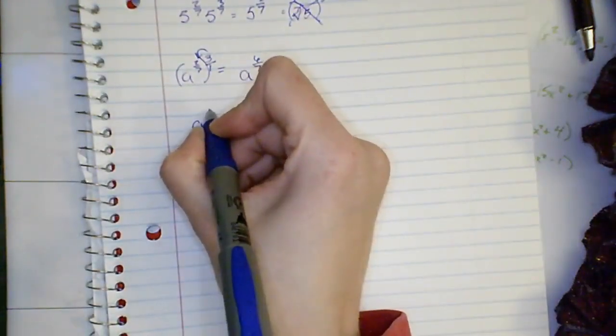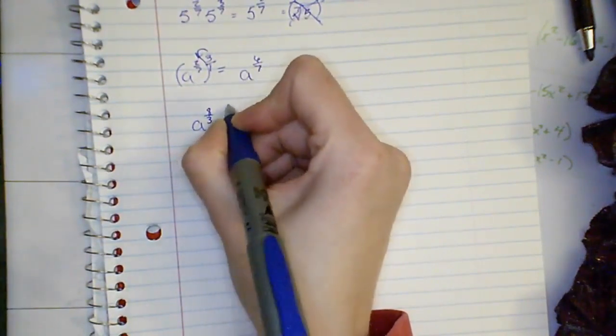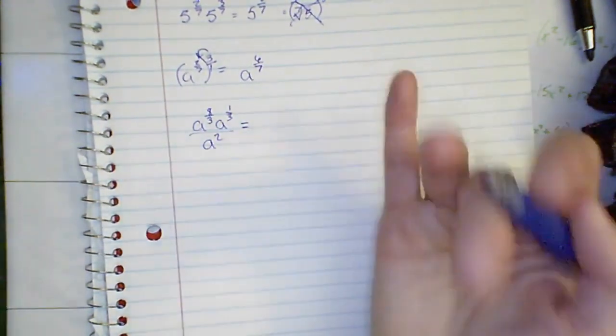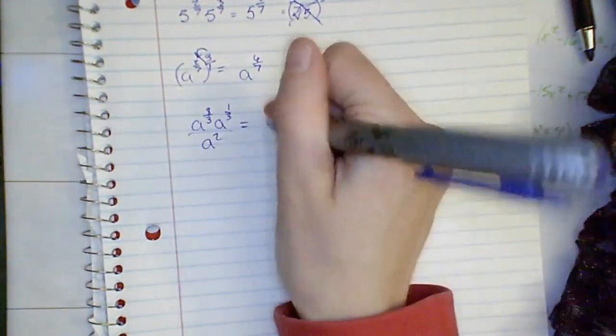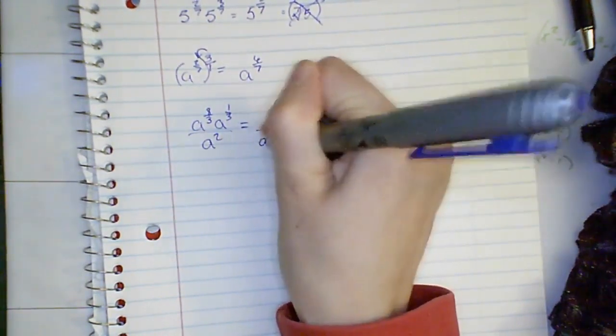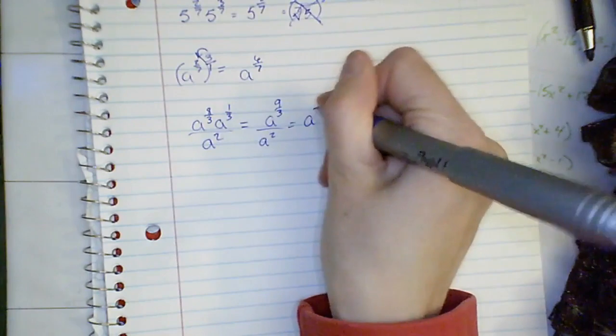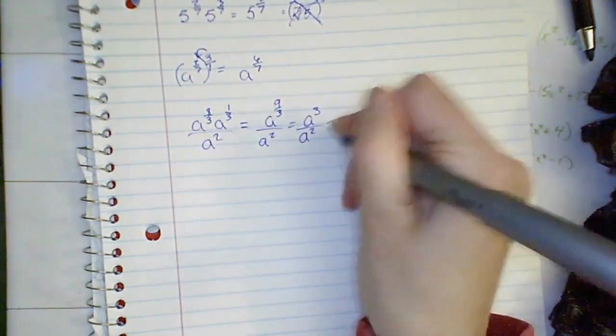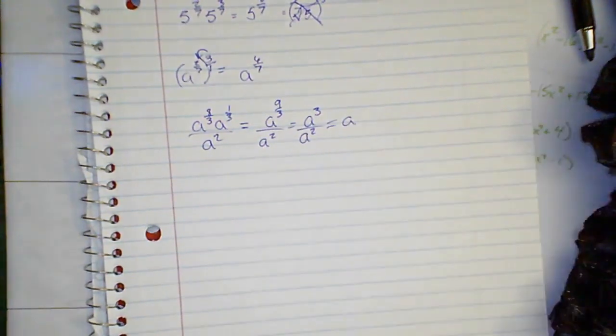a to the 8/3 times a to the 1/3, all over a to the 2nd. So we need to work our numerator. We add, so that's a to the 9/3 over a to the 2nd. Well, 9/3, that's 3. And then if we take a to the 3rd divided by a to the 2nd, we get a. So you can work these fractional exponents with the properties of exponents, just the same. And then you can convert your values over to the radicals.